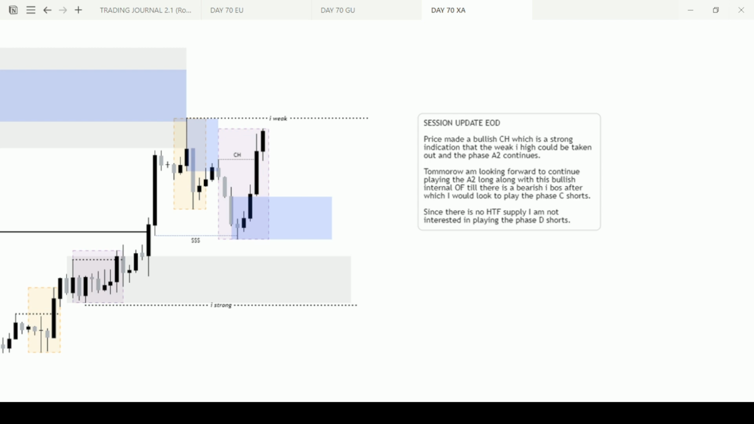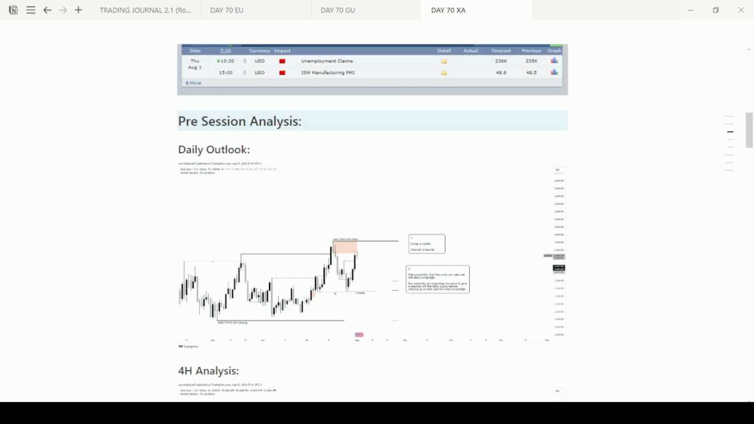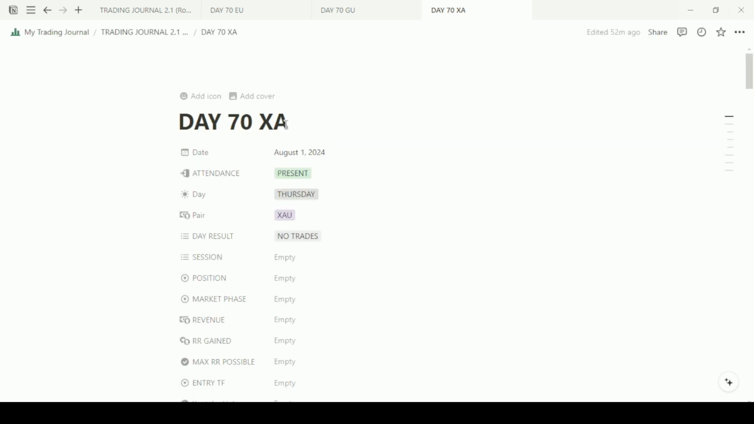And once it makes a bearish high box, then that would announce to me that the phase C, that is the swing pullback, has started. Then I'll be looking to play the swing pullback shorts, that is the phase C shorts. So yeah, there are no trades in gold also. Let's see. Maybe tomorrow I can get some opportunities.